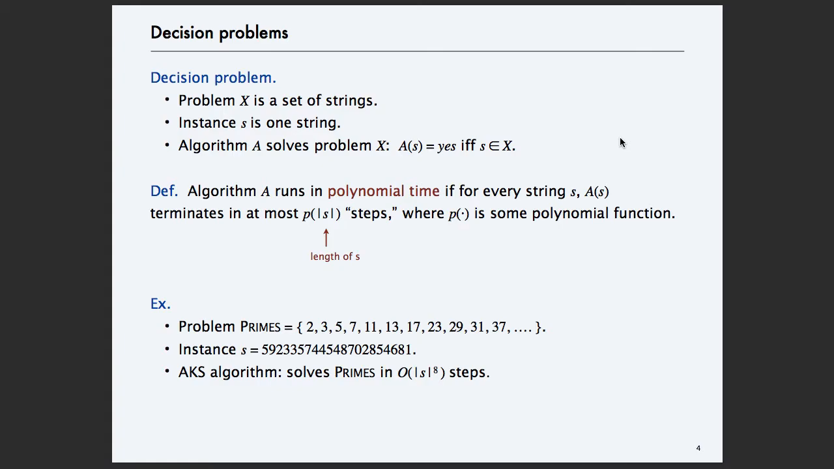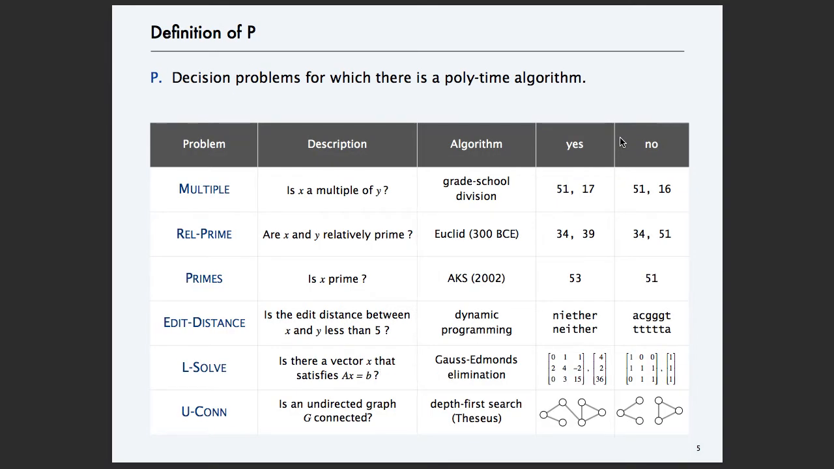Finding whether a number is prime, there is an algorithm that will do it in the length in digits to the 8th power. P is the set of problems. Now we are going one level up. P is the set of problems for which there is a polynomial time algorithm.